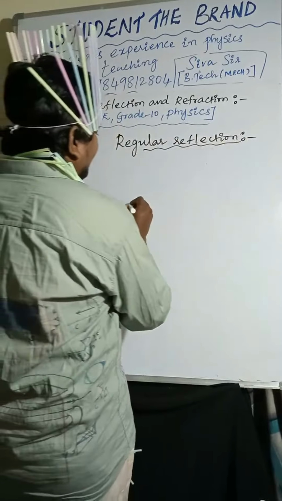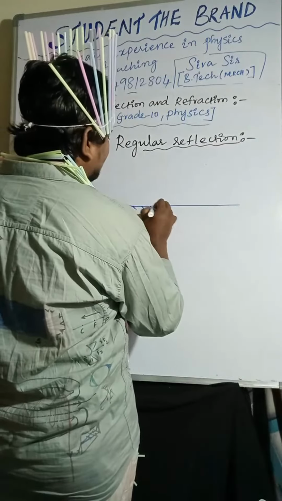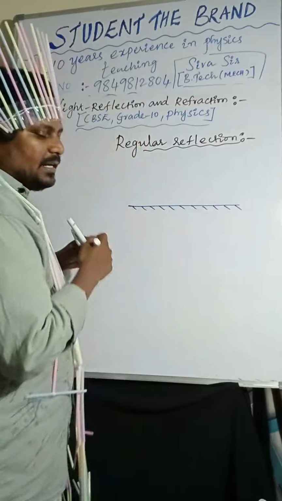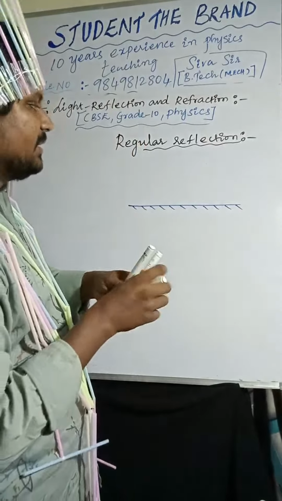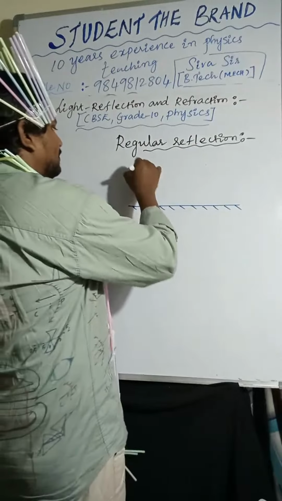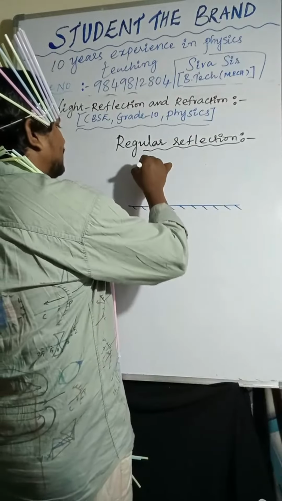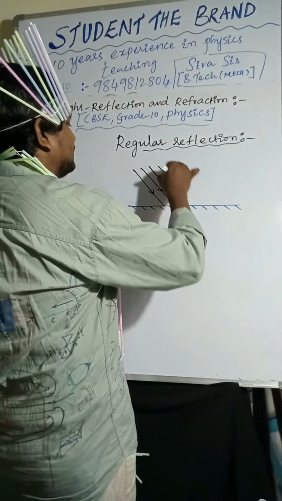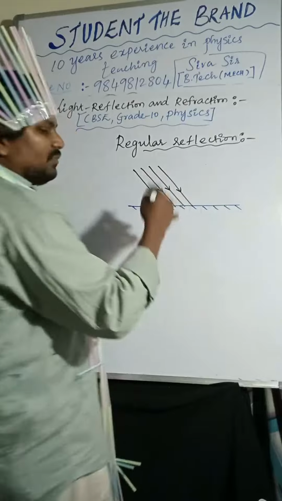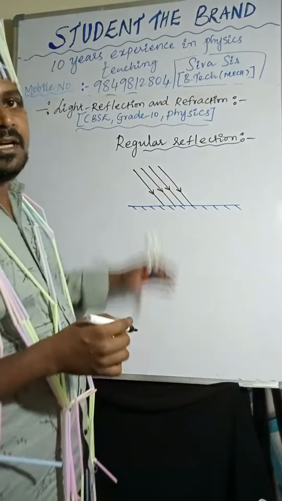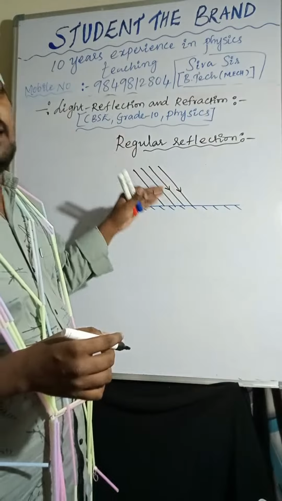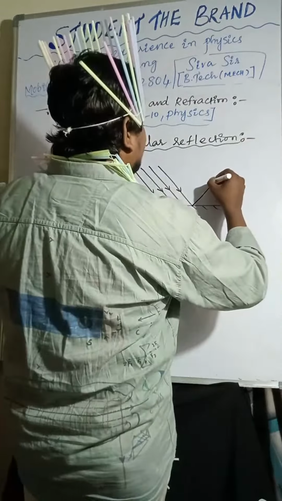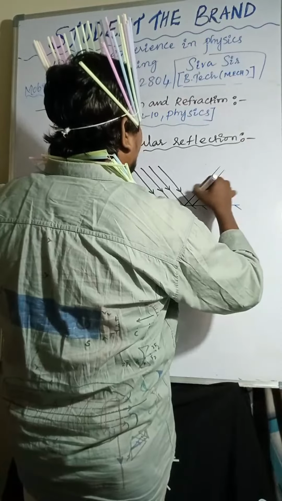If I am considering a plane mirror, and the incident light rays are parallel to each other, then the reflected light rays are also parallel to each other. If the incident light rays are parallel and the reflected light rays are also parallel to each other, that type of reflection is called regular reflection.